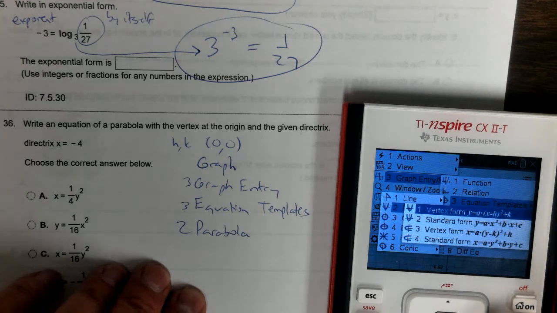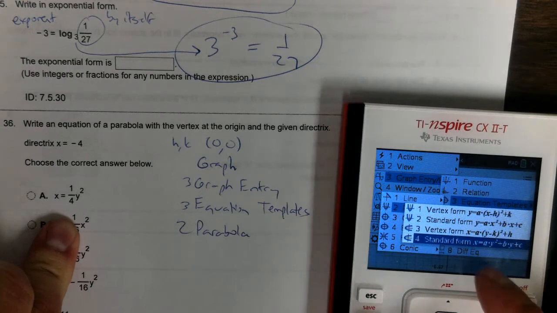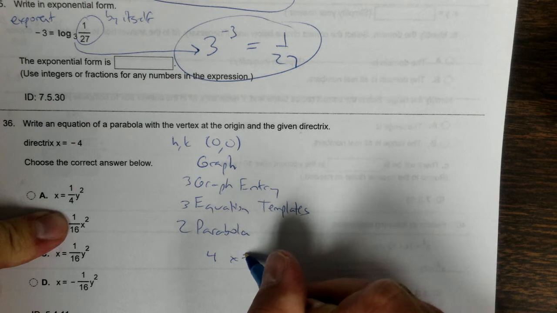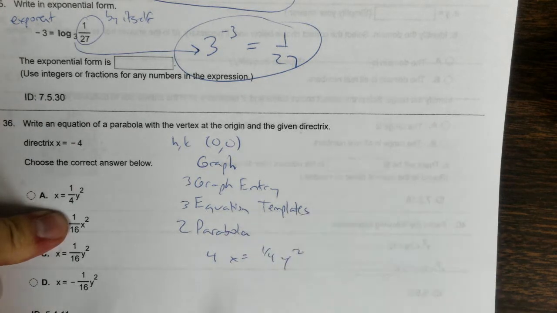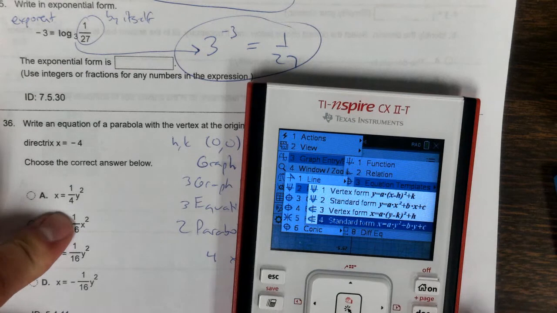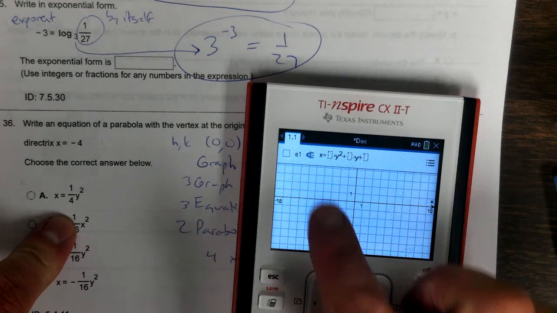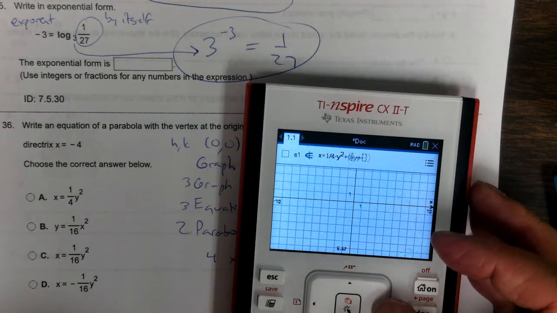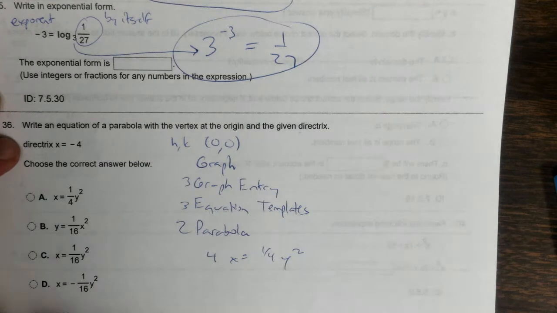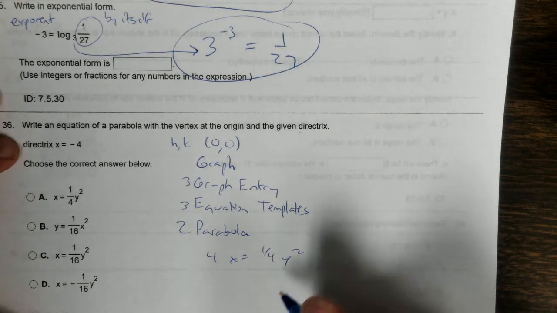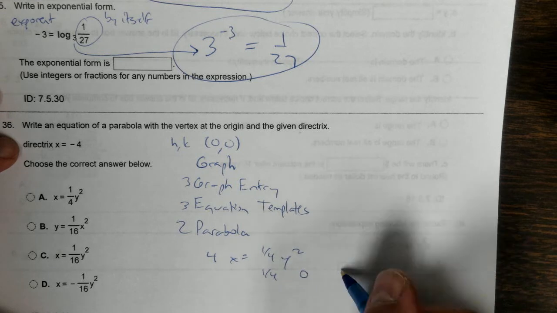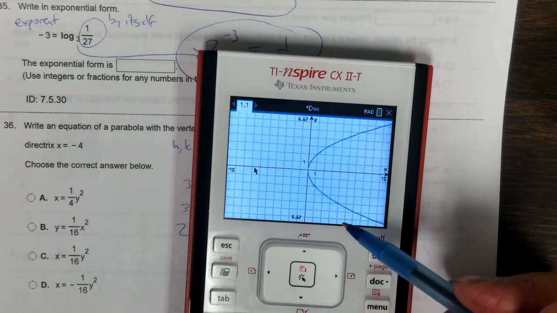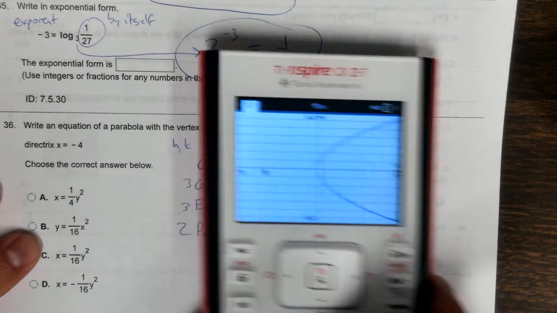And then for this first one, I want to check for x equal 1/4 y squared. So it has the x, and I'm going to put 1/4 here, and I'm going to have a 0 and a 0. So this would be 1/4, 0, and 0. Now when I do that, I press enter, there it is. Remember, if it's x equal y squared, it opens right.